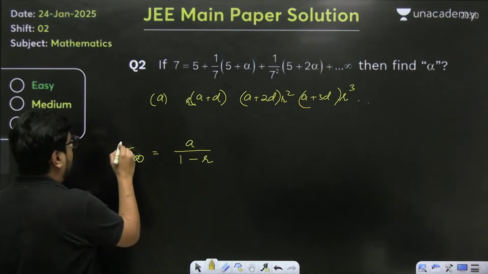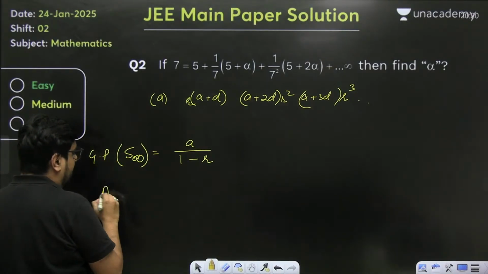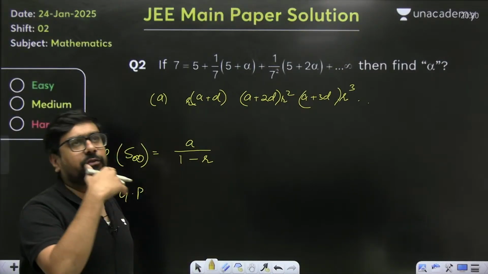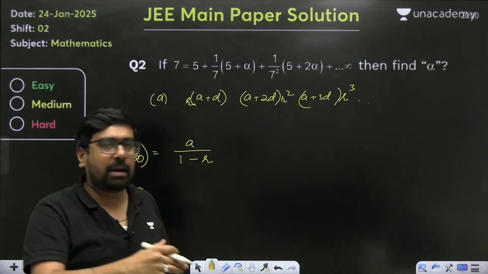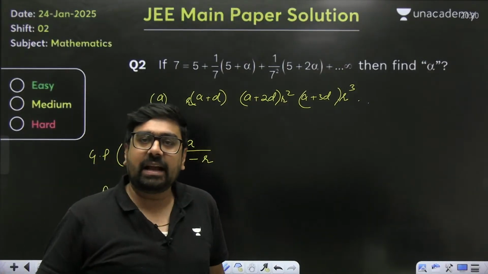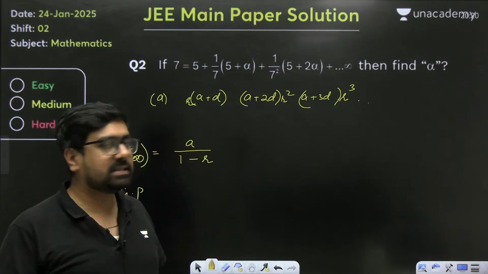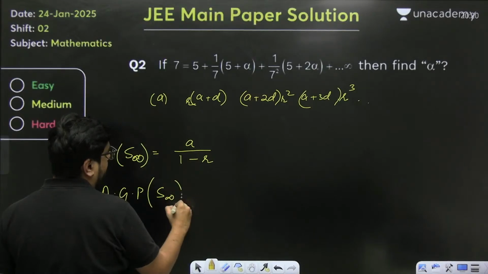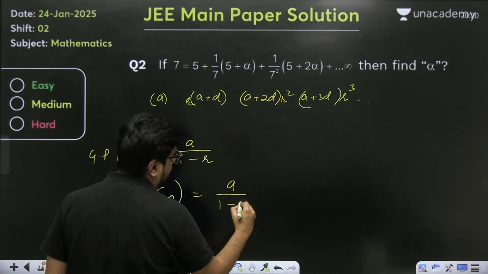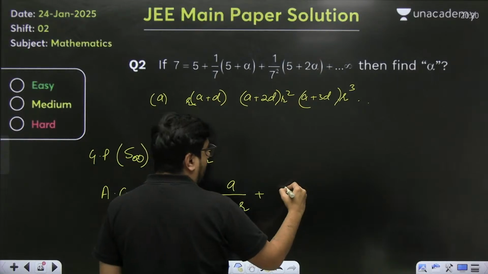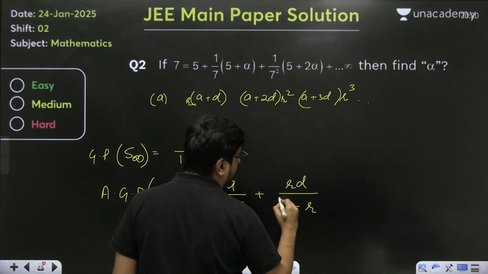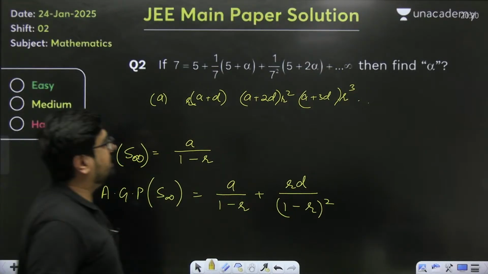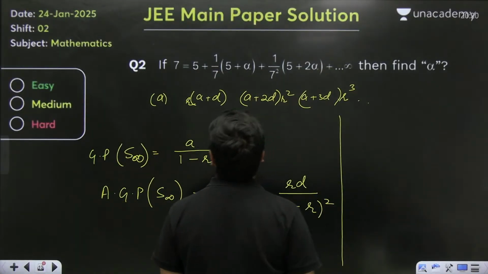Very simple formula for sum of infinite terms of a GP. Right? For AGP also there is one direct formula which is told, and that can be derived also very easily. If you forgot the formula, then you can simply derive by multiplying R, finding Sn, then finding R Sn, then doing the difference Sn minus R Sn, and from there you can easily derive this formula. So the formula for AGP sum of infinity is A upon 1 minus R plus Rd upon 1 minus R whole square, where R is common ratio, D is common difference. This is what you are supposed to apply, and you'll directly get your answer.